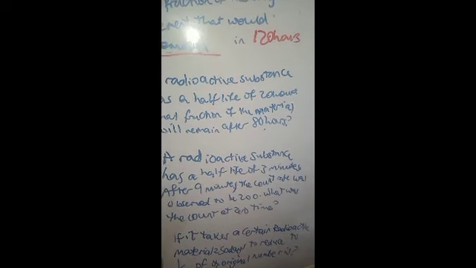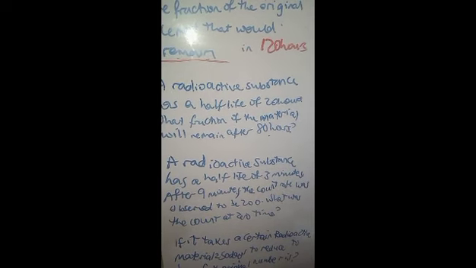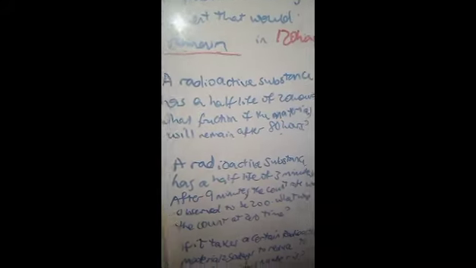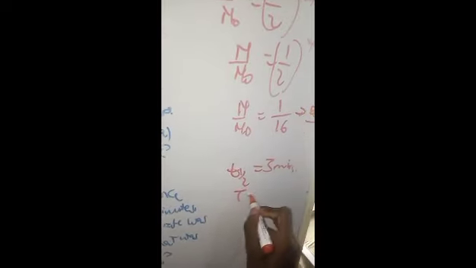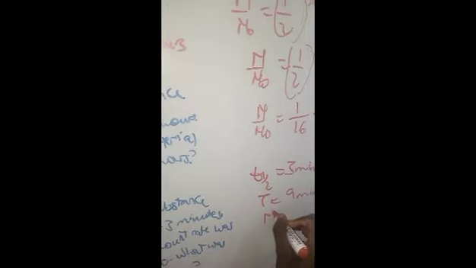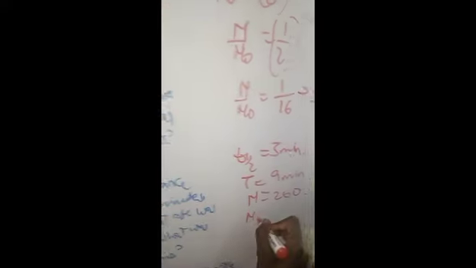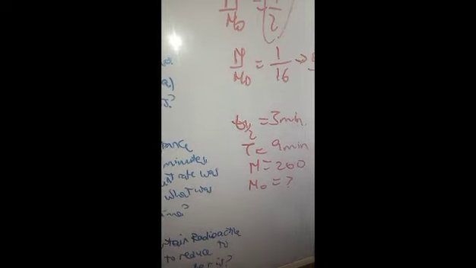A radioactive substance has a half-life of 3 minutes. After 9 minutes, the count rate was observed to be 200. What was the count at 0 time? This is very simple. The half-life is 3 minutes. After 9 minutes, that's your time. The count rate was observed to be 200. So this is after some time, so this is your N, 200. They said what's the count at 0 time? Initially, N naught. So I believe you can finish it from here. Pause it and finish it from here.